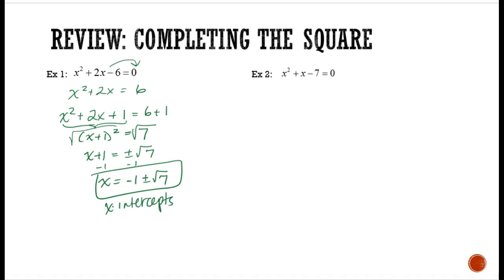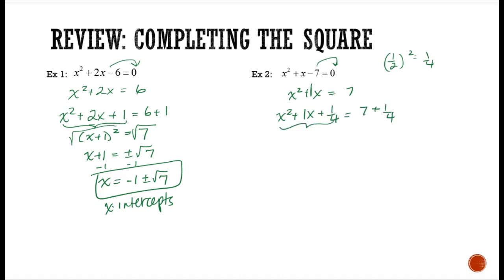All right, so let's try this again with number 2. Again, I want to start by moving my constant over. And this one's going to be a little messier because there's a 1 in the middle, all right? So I need to cut the 1 in half and then square it. Well, 1/2 squared is 1/4, right? So I have x squared plus 1x plus 1/4 equals 7.